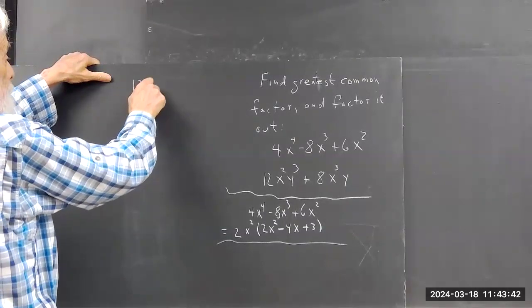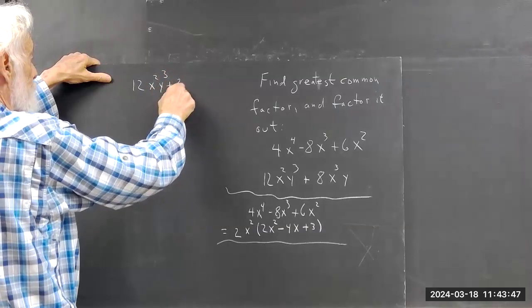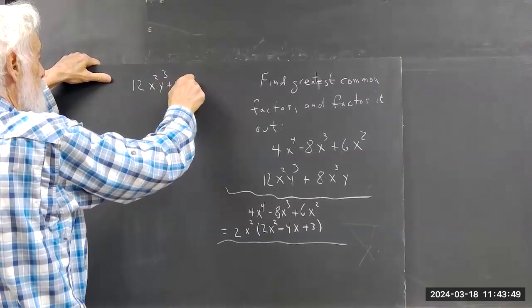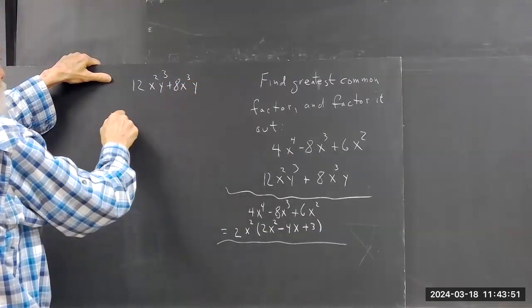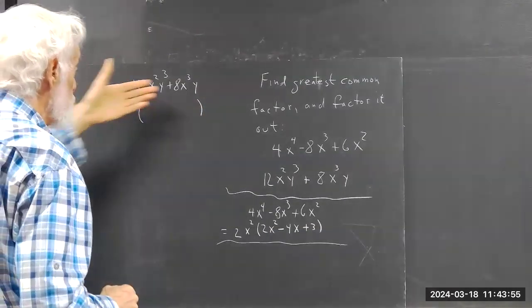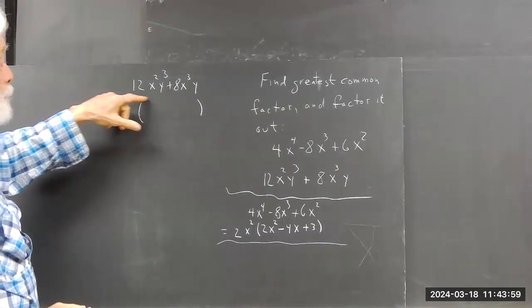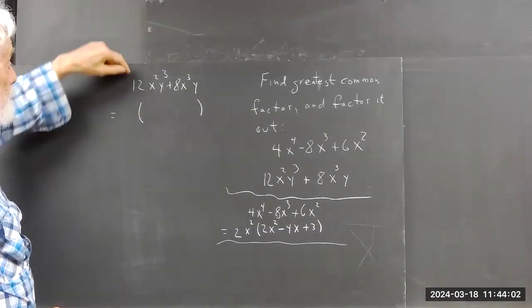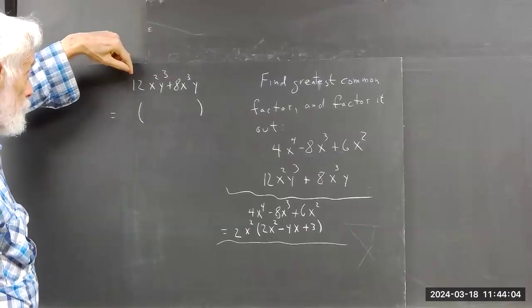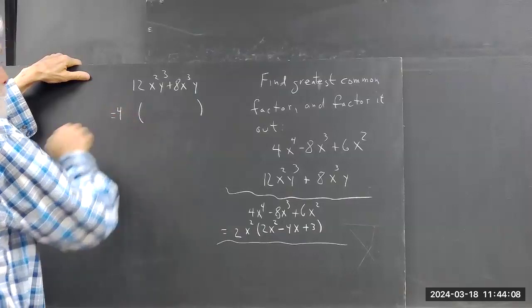Now, what is 12x squared y cubed plus 8x cubed y equal to? Let's look at what these terms have in common. You could take a factor of 2 out of this. Matter of fact, you can take a factor of 4 out of this because 4 divides 12 and 4 divides 8. So we have 4 there.